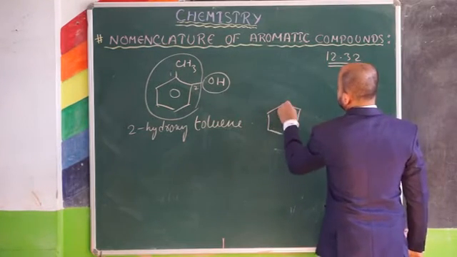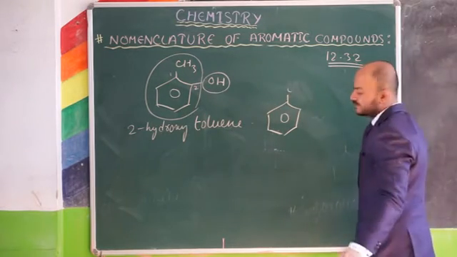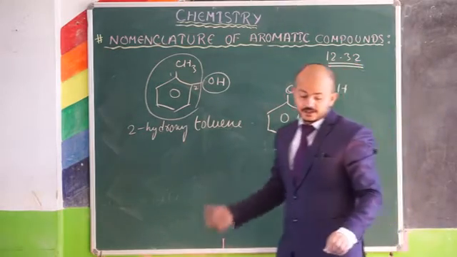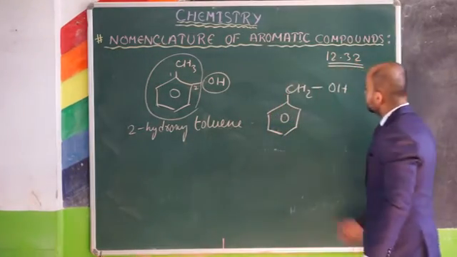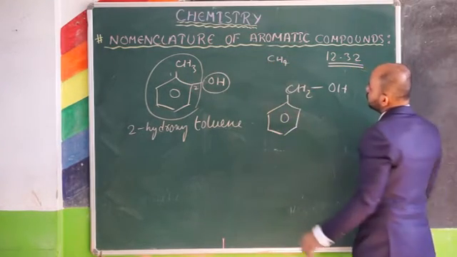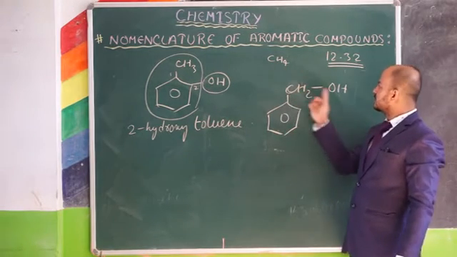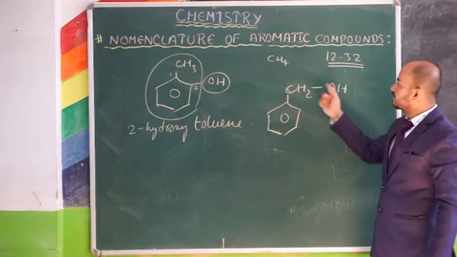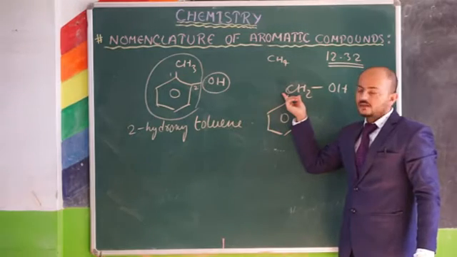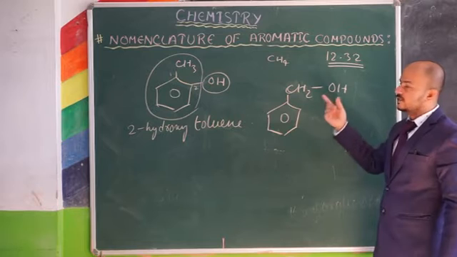Suppose you have this structure. Whenever you have OH over here, then it's phenol, as I told you. But instead of OH, if you have CH2OH, then its name would be different. Here, while considering the carbon, CH4 is methane; in methane, one of the hydrogens is substituted with this ring, and the other hydrogen is substituted with the OH group. Therefore, its name will be based on one carbon, which gives us methane. These are the substituent, and this is the functional group.